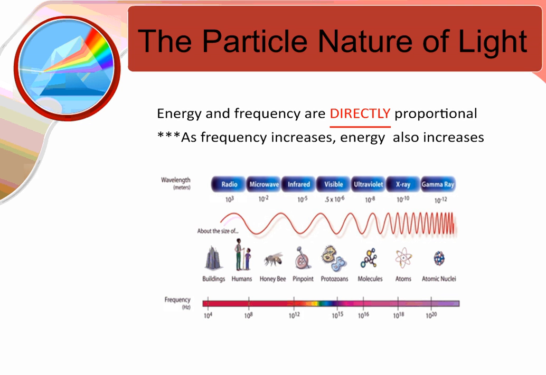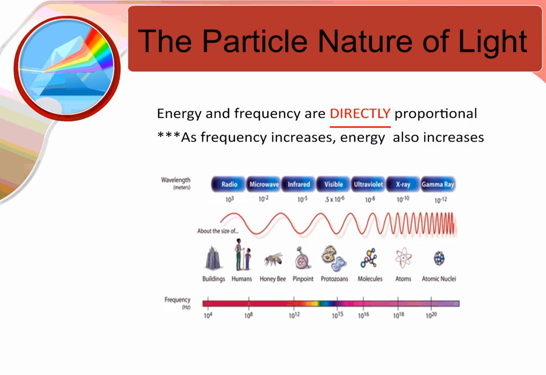Light also has energy. When light acts as a particle, it can transfer all of its energy to another particle, such as an electron. Energy and frequency are directly proportional. This means as frequency increases, energy also increases. Therefore, long wavelengths, which have a low frequency, also have a low amount of energy.